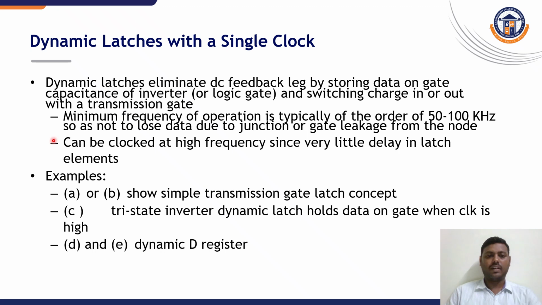Dynamic latches with a single clock. Here in the dynamic latch, we are neglecting the feedback loop. That is, the data will be stored on the capacitance of the inverters by switching the charge in and out. So a minimum frequency of operation, typically of the order of 50 to 100 kilohertz, is required to make sure that the loss of data at the junction capacitance or due to leakage current is minimal. It can be clocked at high frequency since there is very little delay in the latch elements.